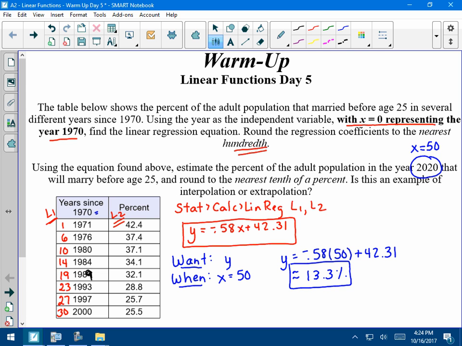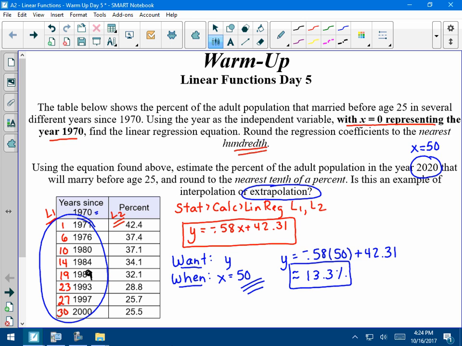Is this an example of interpolation or extrapolation? Remember, it's extrapolation because that x value of 50 that we used is outside of the range of values that were given. So that means it's not quite as reliable as if it was some value that was between 1 and 30.